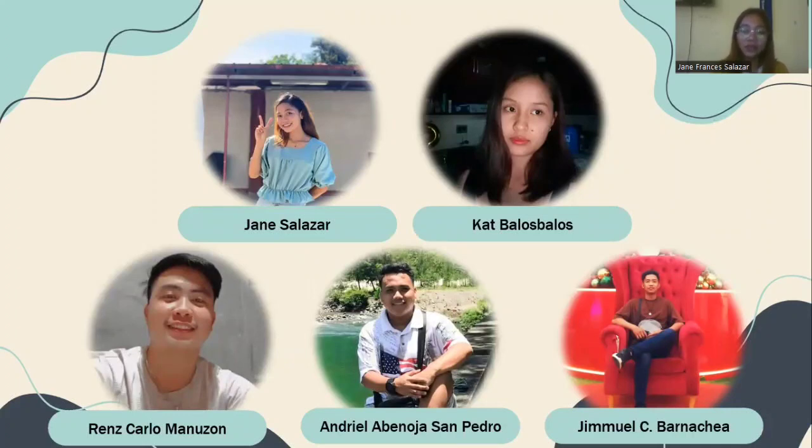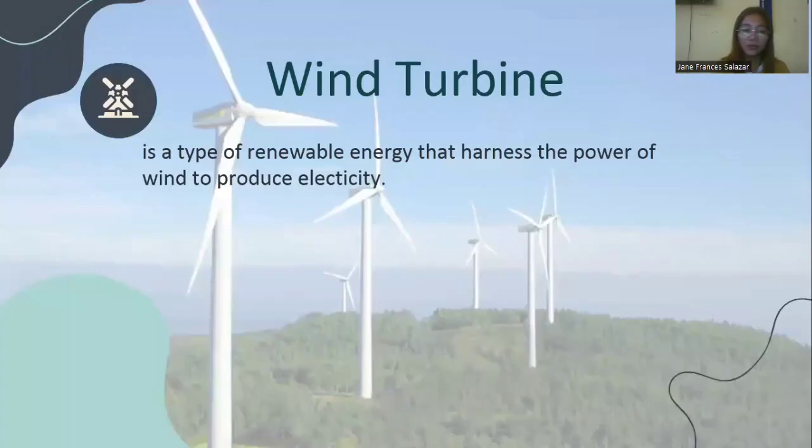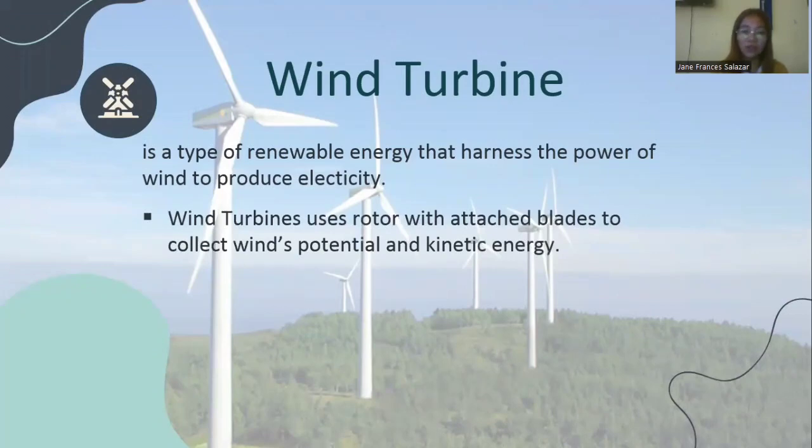And we are going to discuss renewable energy. First, we are going to discuss the wind turbine. A wind turbine is a type of renewable energy that harnesses the power of the wind to produce electricity. It uses a rotor with attached blades to collect the wind's potential and kinetic energy.